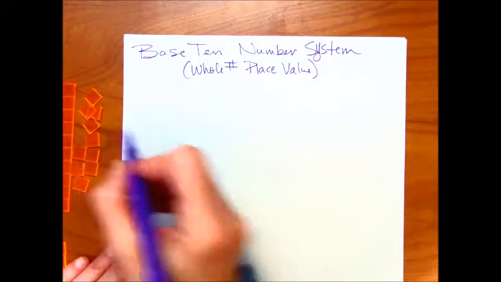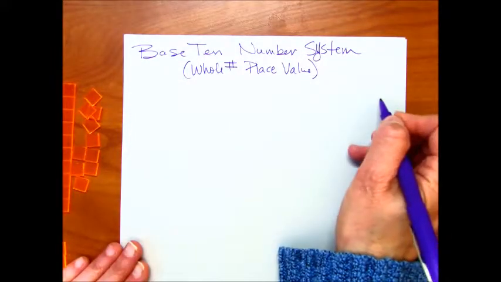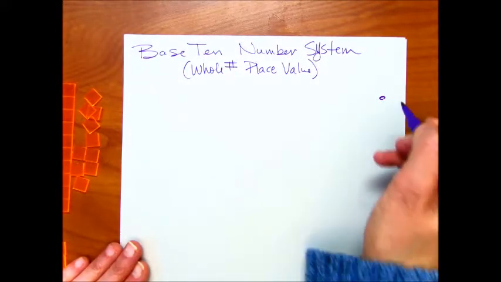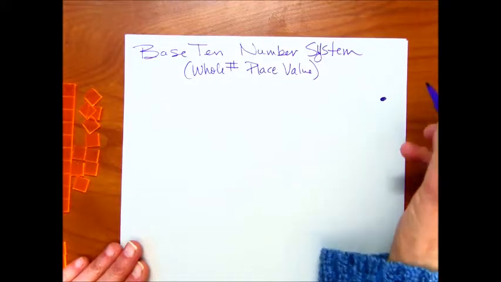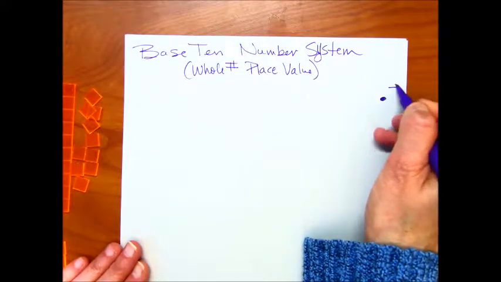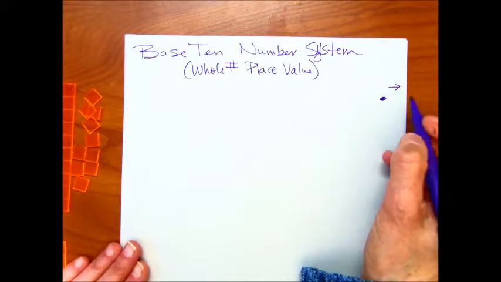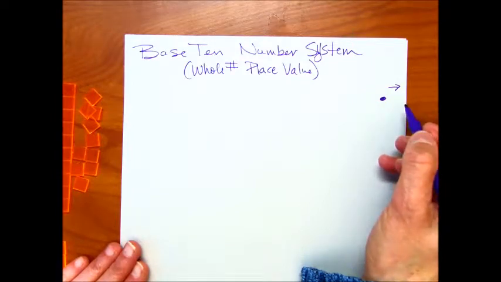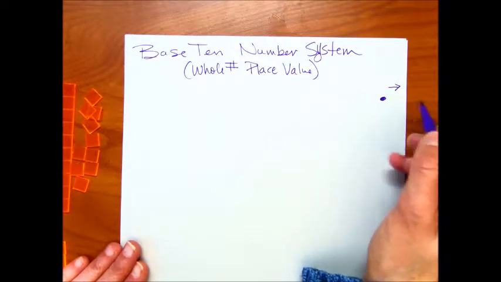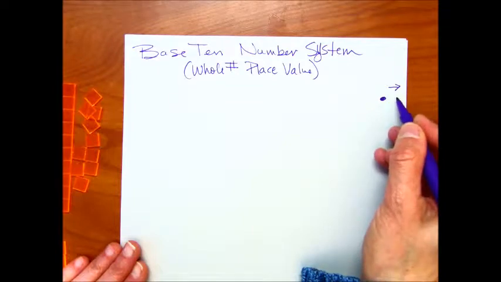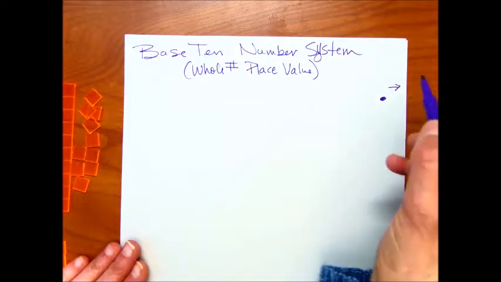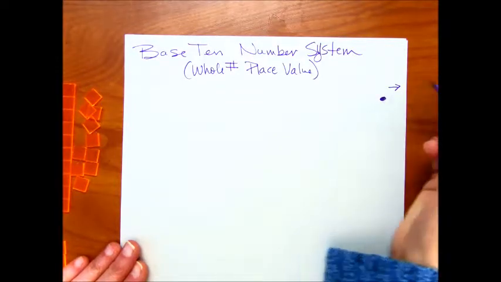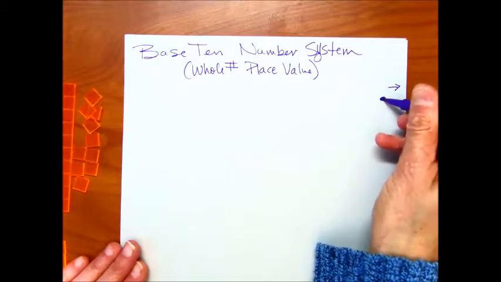Let me show you the place values. This is going to be our decimal point, and any number to the right of this decimal point would represent a number that's less than 1. And that's when we talk about decimals. We'll be focusing on those place values, but for now, we're going to be focusing to the left of this decimal point.